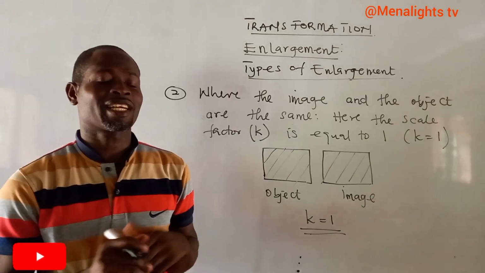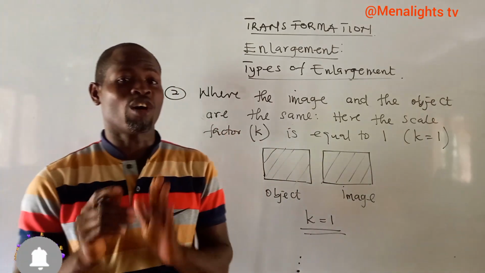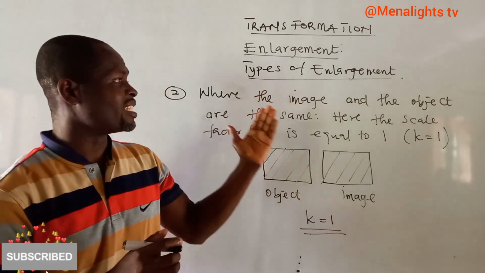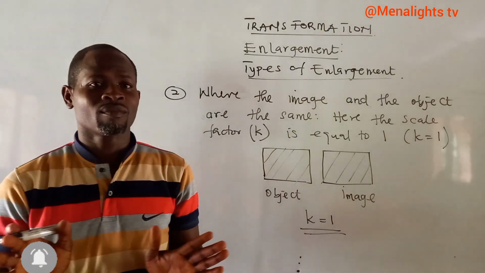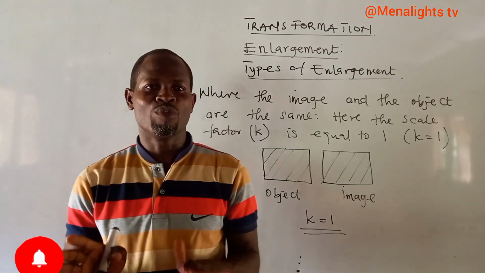So if the scale factor is less than 1, the image will surely be smaller than the original shape. The second type of enlargement, the image and the object are the same. Here the scale factor is equal to 1. So because of that, the image and the object will be the same.